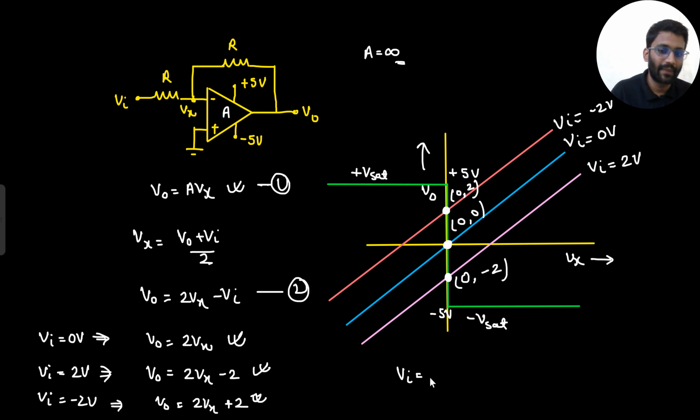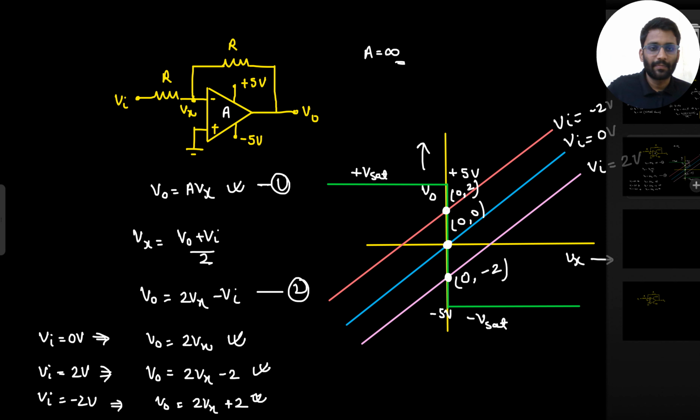Let's understand by graph. So if V in is equal to, let's write, where should we write? On the next page. Okay, on the next page we will write, when V in is equal to 6 volt, what will happen? What will be my output? 2Vx minus 6 volt.